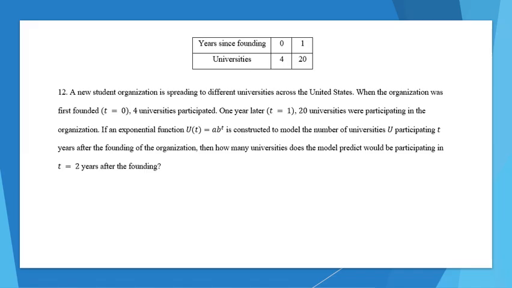All right, so for number 12, a new student organization is spreading to different universities across the US. When it was first founded, 4 universities participated, and then 1 year later, there was 20 universities participating. If an exponential function is constructed to model the number of universities, how many would the model predict at t equals 2 years? So this is going to be basically kind of working off of a table, right? We want to figure out how many should there be in year 2 if we know that we are using an exponential function to model it.